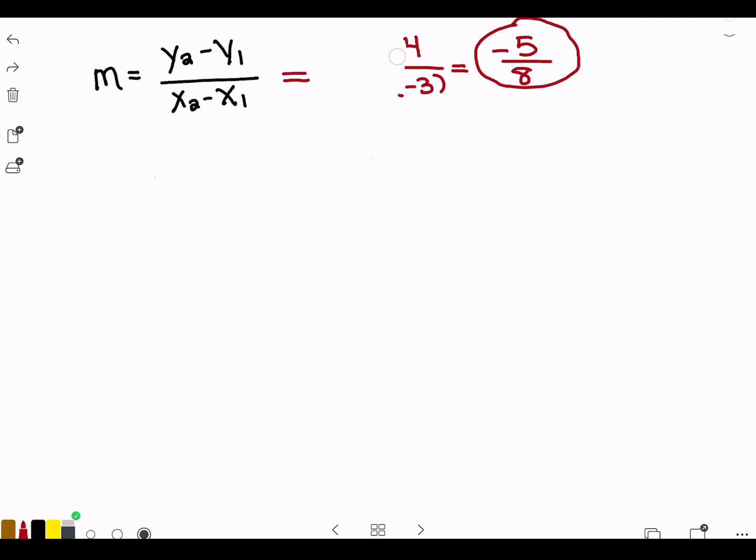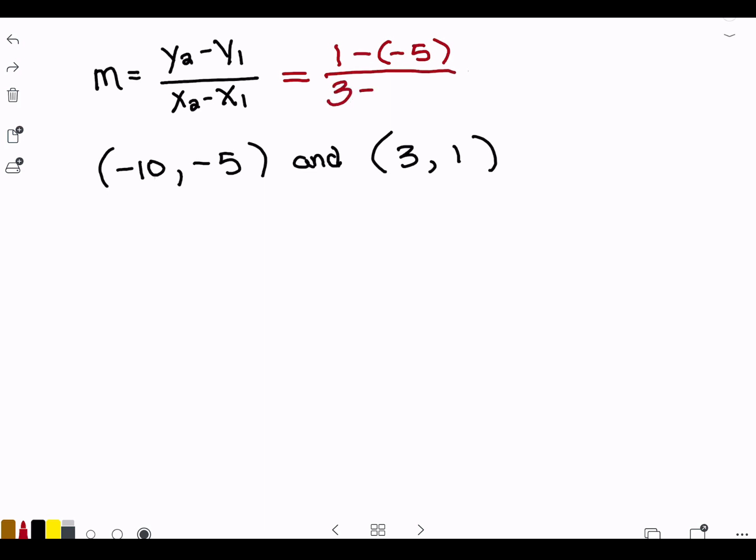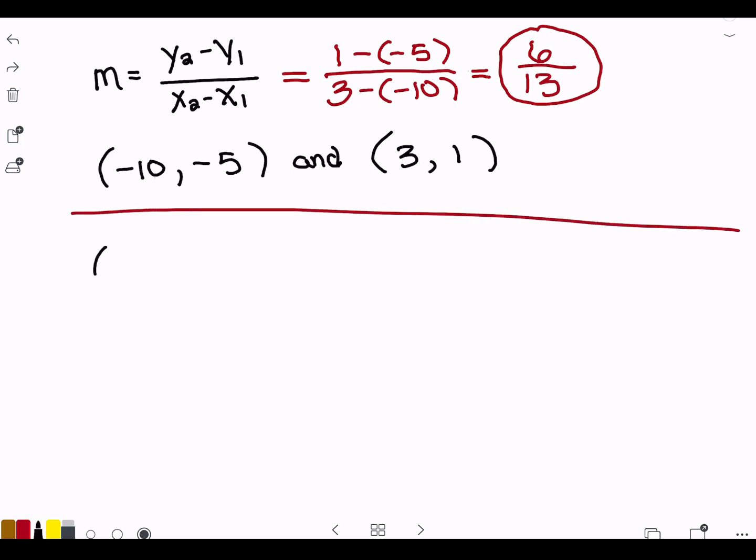Let's do another example. Erase, erase, erase. Let's pick 2 other points. How about (-10, -5) and (3, 1). So I am going to do 1 minus -5 over 3 minus -10. The biggest mistake here is these negative signs, okay? If your number is negative, you may have a double negative there. So I have 6 at the top, and then I have 13 at the bottom. And that does not reduce, so your slope is 6 over 13. Just be careful with your signs when you're working with this.